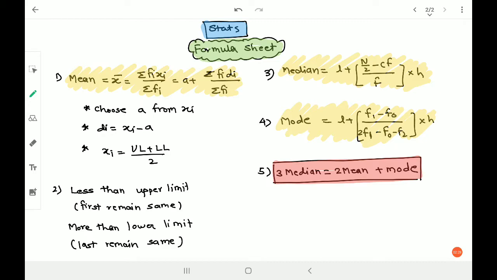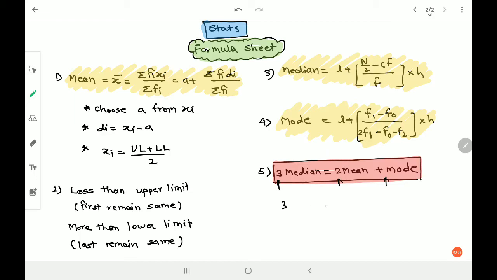And the last formula is nothing but the relation between median, mean and mode, all three central tendencies. Look, median, mean and mode are called central tendencies of the data. That means how the data is behaving. To analyze data, we need central tendencies of the data, and that is mean, median and mode. And there is a typical relation between these three that is called the empirical formula. Remember that.